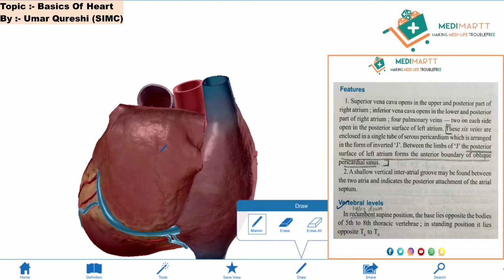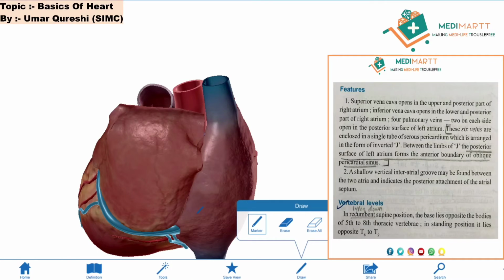You don't have to understand it much, just understand that these are all enclosed in a single tube of pericardium. Because what is pericardium? Pericardium is the outer covering of the heart.